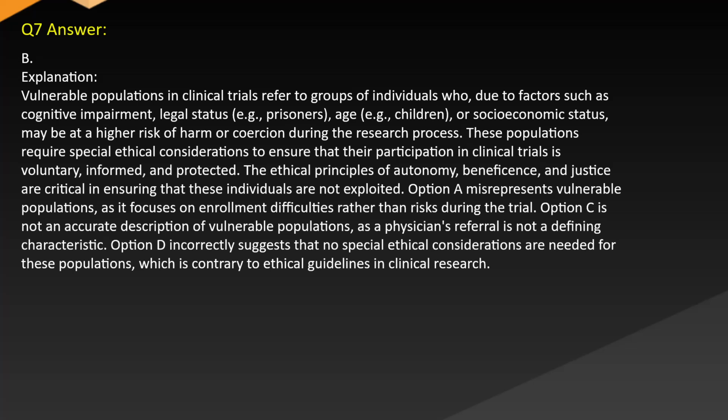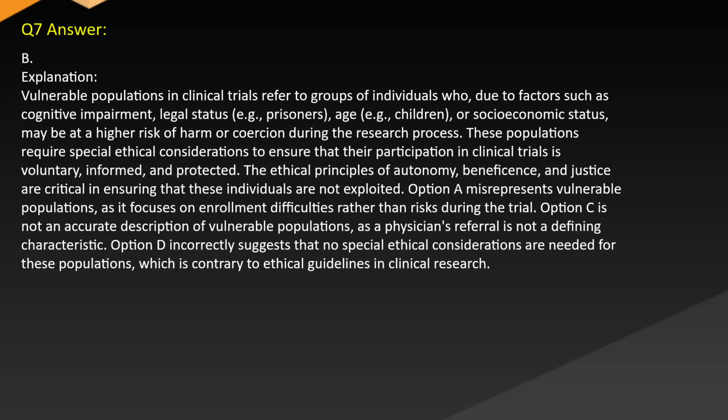Answer: B. Explanation. Vulnerable populations in clinical trials refer to groups of individuals who, due to factors such as cognitive impairment, legal status, e.g., prisoners, age, e.g., children, or socioeconomic status, may be at a higher risk of harm or coercion during the research process. These populations require special ethical considerations to ensure that their participation in clinical trials is voluntary and protected. The ethical principles of autonomy, beneficence, and justice are critical in ensuring that these individuals are not exploited.